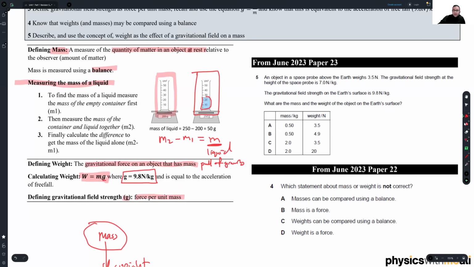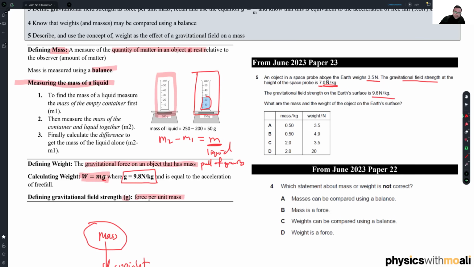Okay. Let's solve a couple of questions. Look at the first one. An object in a space probe above the Earth weighs 3.5 newtons. The gravitational field strength at this height is 7. Look at this. So it's no longer on Earth. The question has to give me the new value of g, right? The gravitational field strength on the Earth's surface is 9.8 newtons per kilogram. So that's g on Earth and g on the probe.